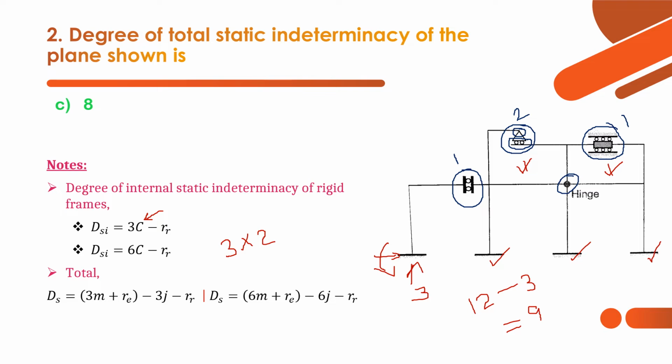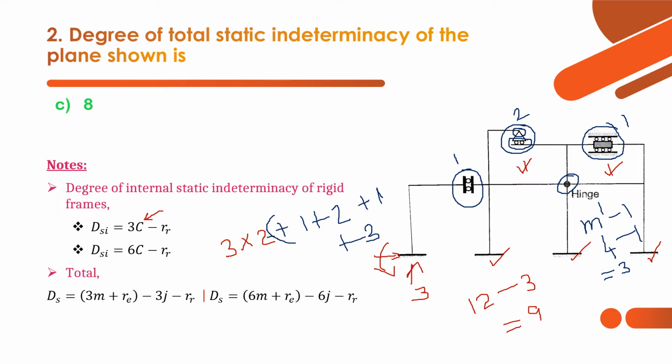So when a hinge is connected by m dash members, then we have to release m dash minus 1 releases. So here four members are connected, so 4 minus 1. So by this internal hinge we have released three forces, 4 minus 1 is 3. So totally we have force releases as 1 plus here we have 2 and horizontally 1, and because of the hinge we have 3.